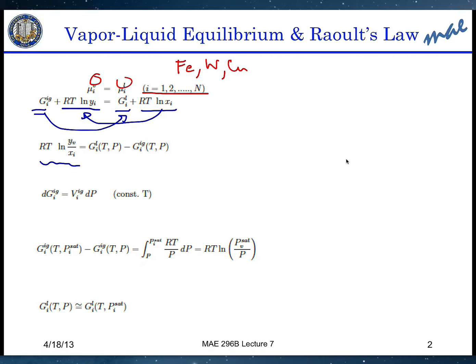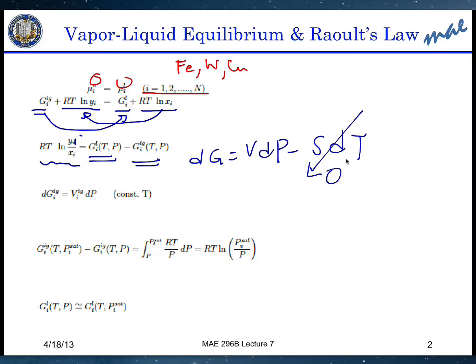Then we get RT ln of Y sub I over X sub I is equal to Gi in the liquid phase minus Gi in the ideal gas phase. And I'm going to use an approximation that it is an ideal gas. Notice that dG generally is equal to VdP minus SdT, and if I have an isothermal process, then this term drops out. So I have VdP, and for the ideal gas, V is equal to RT over P.